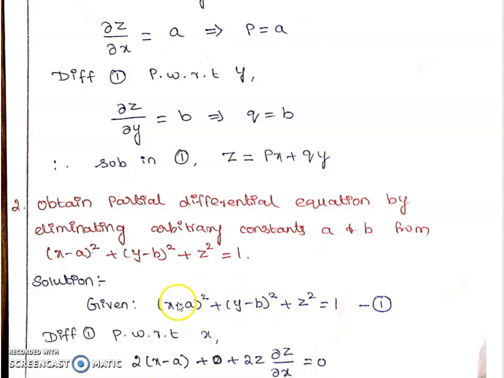Now, we are going to differentiate this equation partially with respect to x. Partially with respect to x, I already explained that x and y are independent variables and z is a dependent variable.